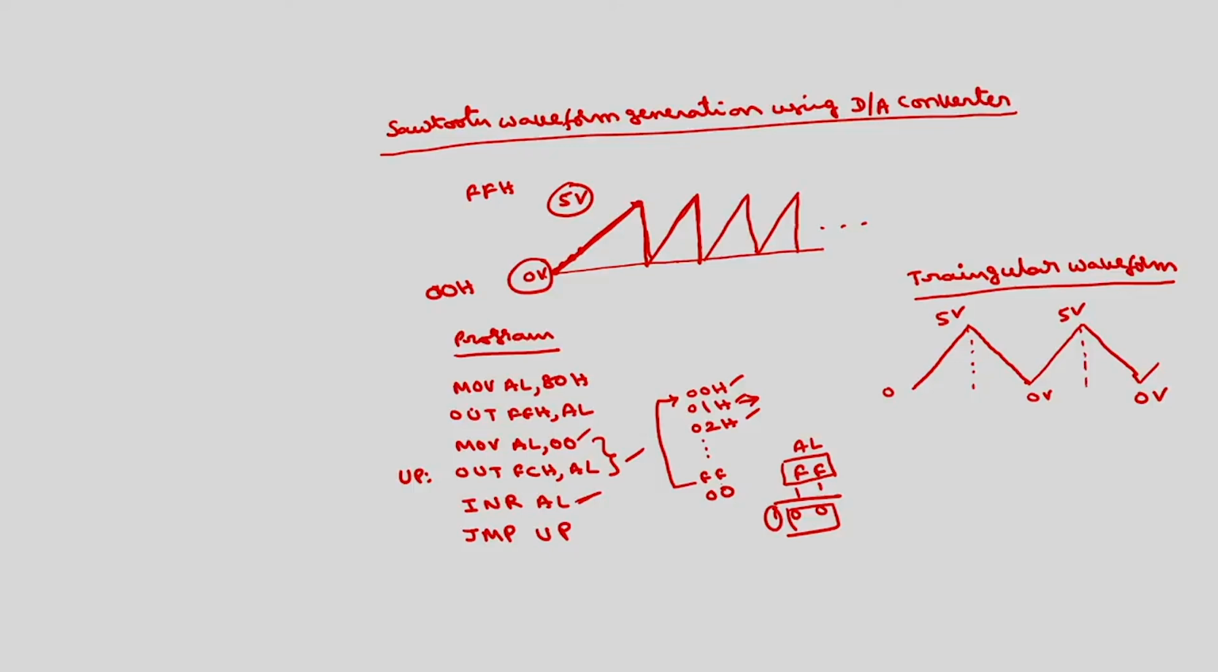For this, how to write the program? Connections are same for all the 3 waveforms. The output of this op amp will be given to the CRO. Okay. So only the programs are different.